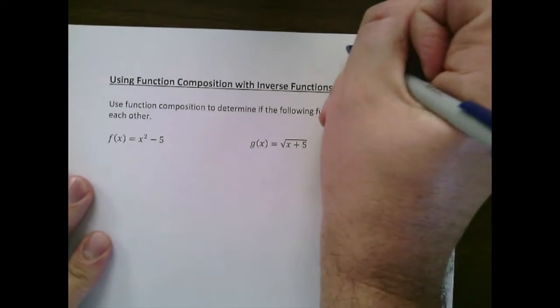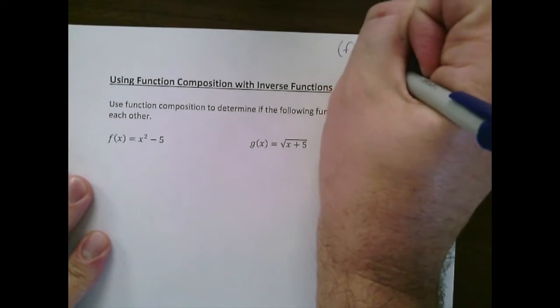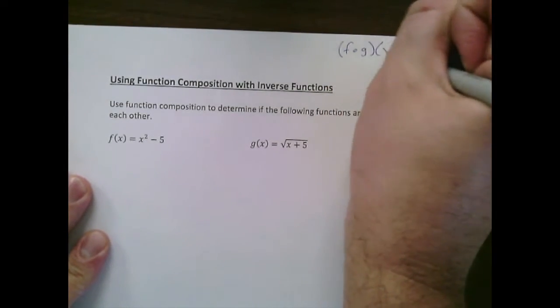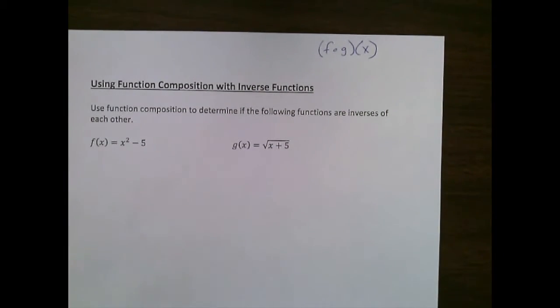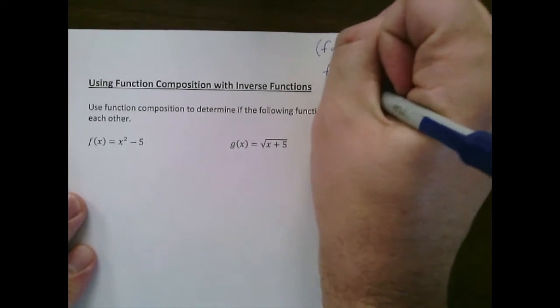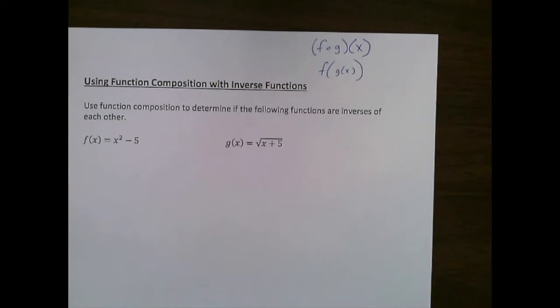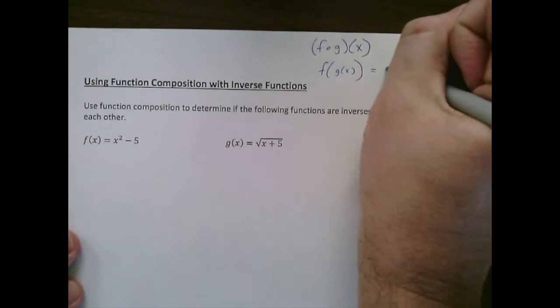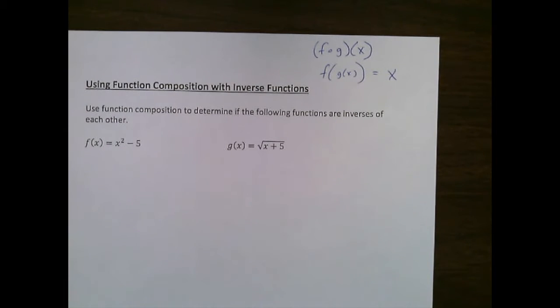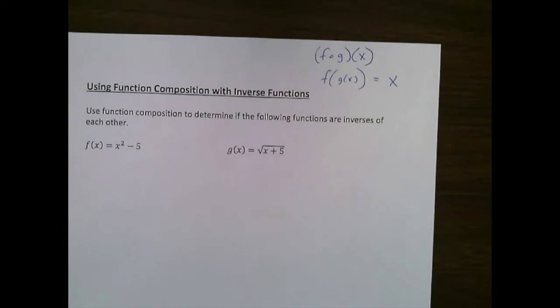When you do a function composition, such as f of g of x, which is the same as taking the g function and substituting it into the f function, you simplify it, and when you're done simplifying, you're left with just a plain old x. What that means is the function f and the function g are inverses of each other. That's only if you're left with just a plain old x.